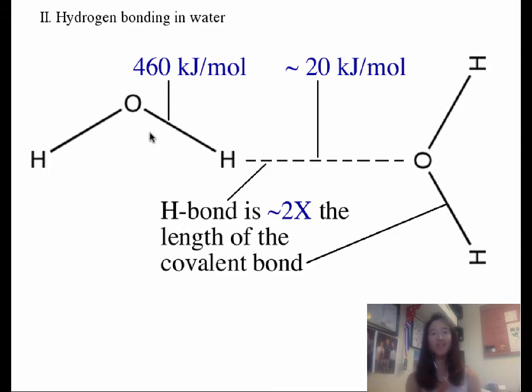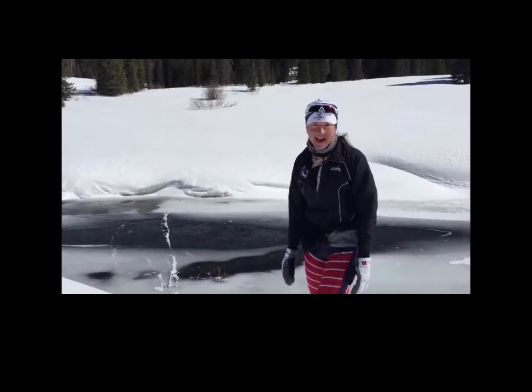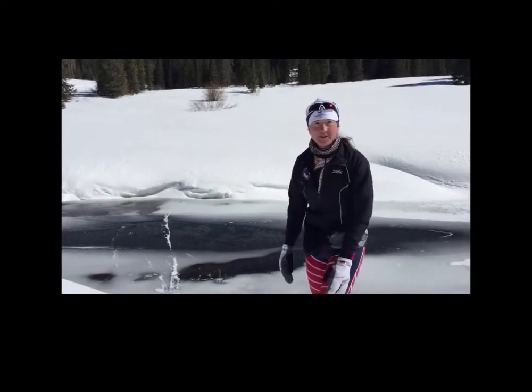Not only is the hydrogen bond much weaker, but it's also much longer, about 2 times the length of that of a covalent bond. Now, please don't mistake that for an insignificance of hydrogen bonding within water, because individually weak, but collectively strong. Here we are back in the Compadre water watershed, only this time we're at 10,000 feet up on the mesa rather than being down in the bottom of a canyon.